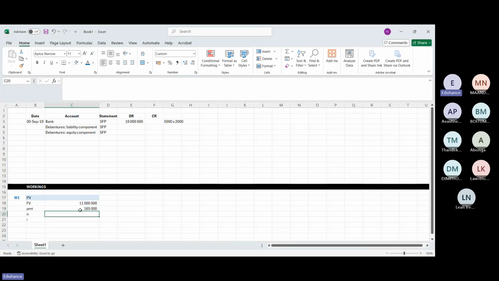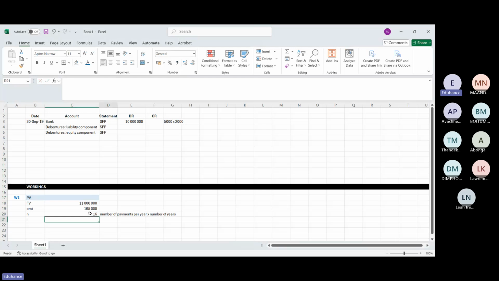Okay, so what is N? N is basically the number of payments per year multiplied by the number of years. We know this debenture is for 4 years, and because it's quarterly, it is 4 payments per year. So 4 payments per year multiplied by 4 years, which is 16.